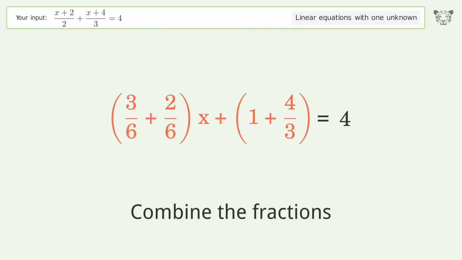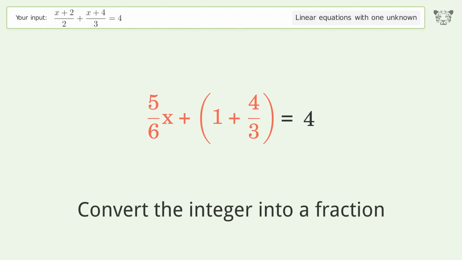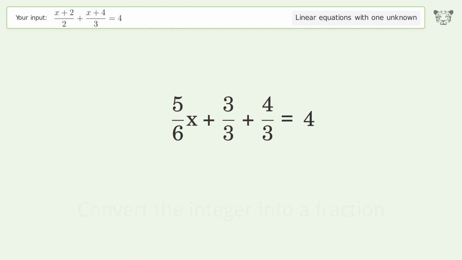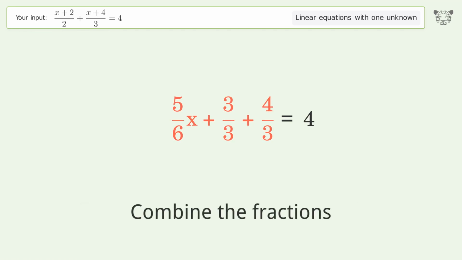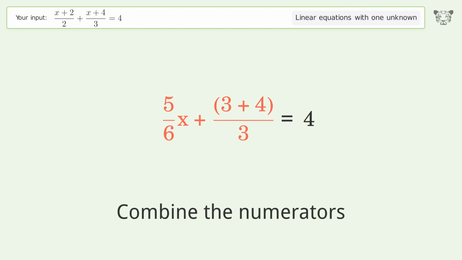Combine the fractions. Combine the numerators. Convert the integer into a fraction. Combine the fractions. Combine the numerators.